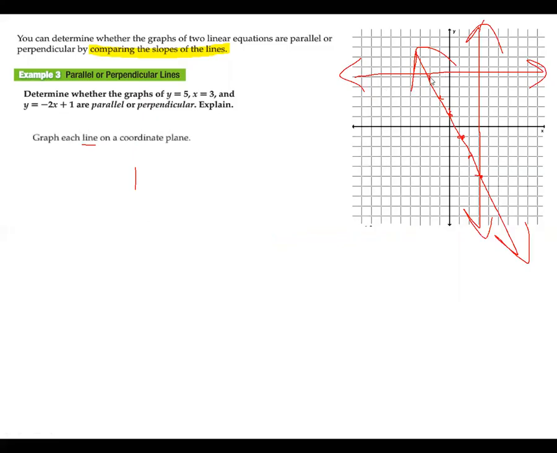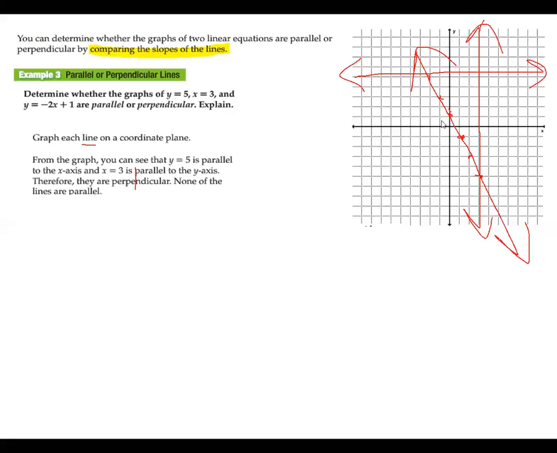So we graphed each line on the coordinate plane. From the graph, you can see that y equals 5 is parallel to the x-axis, right? And x equals 3 is parallel to the y-axis. I think I said that backwards. Therefore, those are perpendicular, and none of the lines are parallel, okay? Because the slope of this line right here is -2. The slope of y equals 5 would be 0, and the slope of x equals 3 would be undefined.